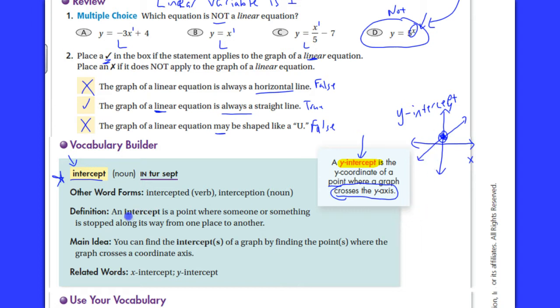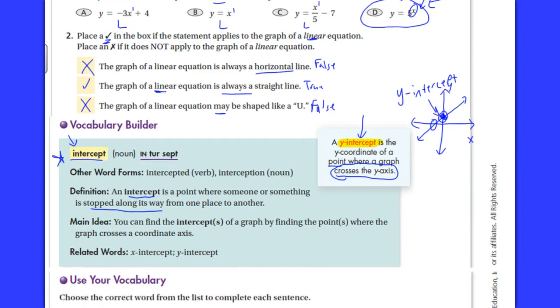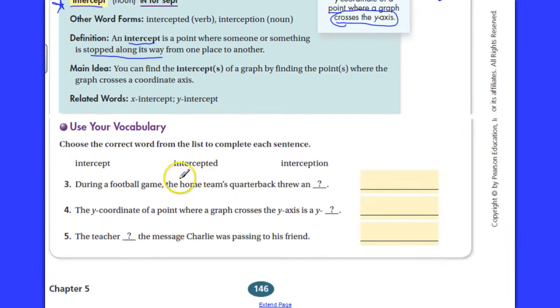Intercept is a point where something is stopped along the way. So you understand what intercept means. It's like a football interception. Somebody gets in the way of the path of the ball. So that we need to know. When we say y-intercept, we're talking about that. The x-intercept would be that point there, but for us, the y-intercept is more valuable. The bottom part of the page, let's skip that. We need to move along and get to the more application stuff there.